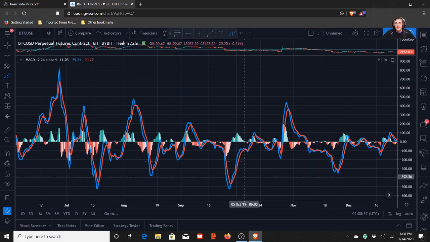Okay, and that's your MACD. That's the basics of it. You can go way more into depth with this, like I said, with any of these that I talk about today. But we're just going to keep it short and sweet.